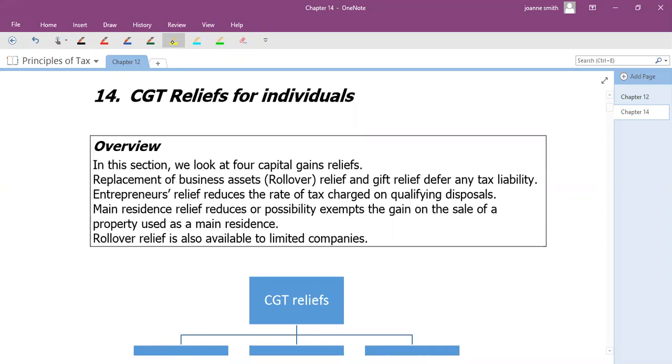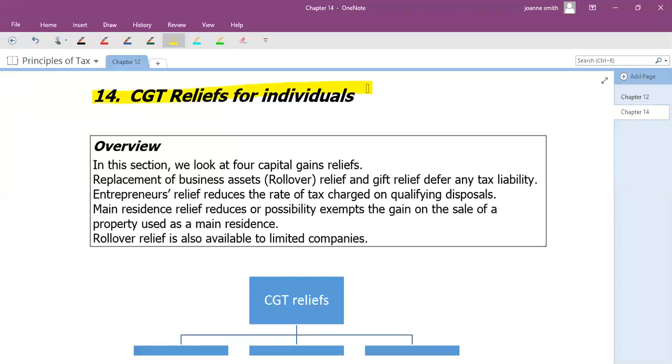Chapter 14 is all about capital gains relief for individuals. So remember in the previous chapter that we looked at how to calculate the capital gain, and then once we've got the gain, how to calculate the capital taxes. So the capital gain is created when the proceeds are greater than the costs that we're allowed to deduct. And we can reduce this gain by things like our annual exemption and any losses brought forward.